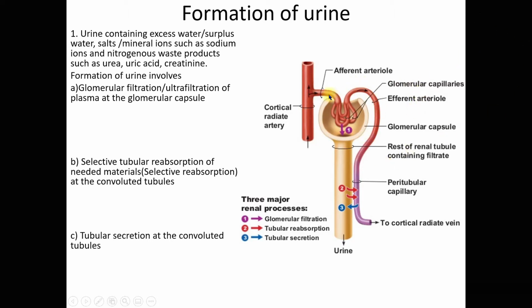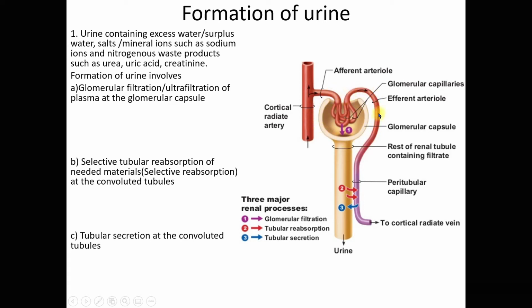The glomerular filtration or ultrafiltration of plasma, which occurs at the glomerular capsule. If you recall, this is the glomerular capsule, or also known as the Bowman's capsule. Inside the Bowman's capsule are the glomerular capillaries, and both glomerular capillaries and glomerular capsule are also known as the renal corpuscle or Malpighian body. So this is where the first stage occurs.